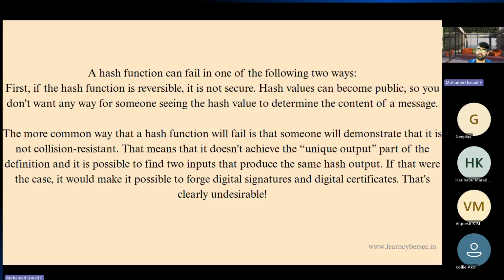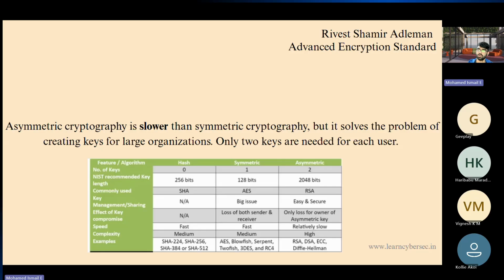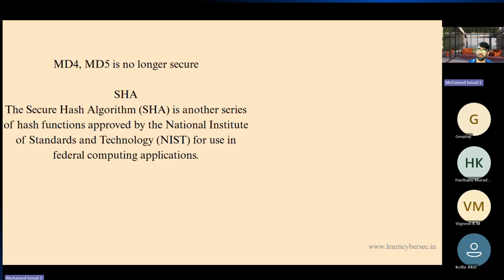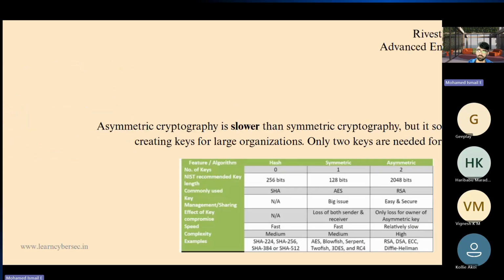That's why MD5 and MD4 are no longer secure. Someone demonstrated that MD5 and MD4 can be reversed, and maybe two files can provide the same hashed value. That's why MD5 and MD4 are no longer secure. It was documented somewhere: some scientists proved that MD5 and MD4 can be reversed.